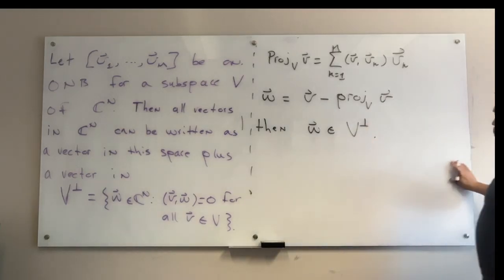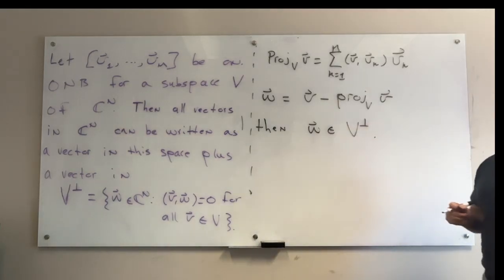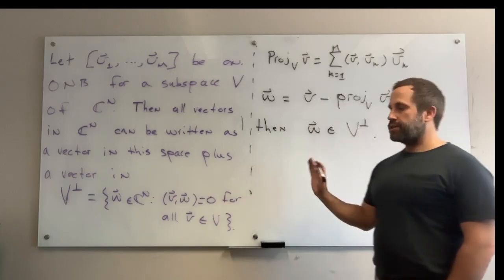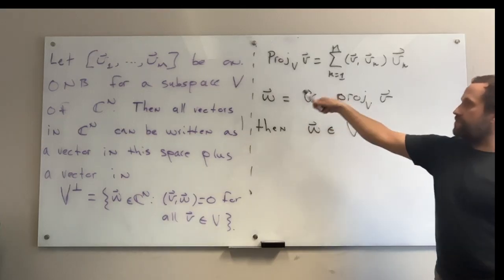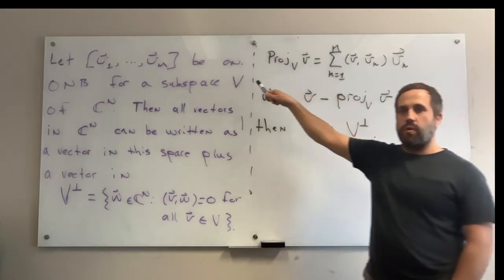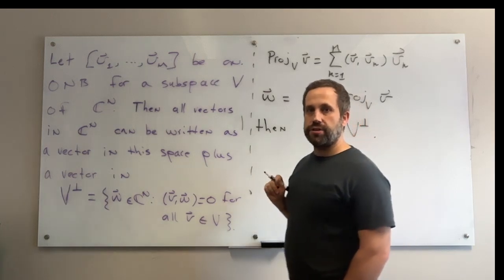The W is in the orthogonal complement of V. So this is something that I want you to convince yourself of. I want you to prove it. Just do the inner product of W with any vector in this basis V1 through Vm. So that inner product is going to be 0.